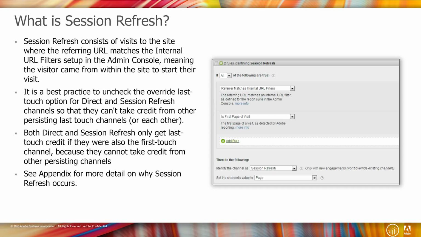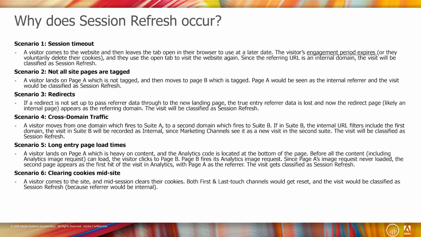So the thinking there is that you should not choose an override associated with session refresh, direct, or internal, however you have them defined. So here's some scenarios where session refresh may occur. I'm not going to go through all 6 of them in detail, but probably the most common one is associated with session timeout. When the engagement period expires and they open a tab to visit the website again, the referring URL is going to show as an internal domain and therefore should be classified as session refresh.